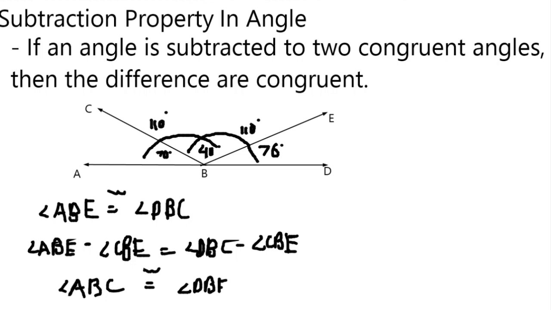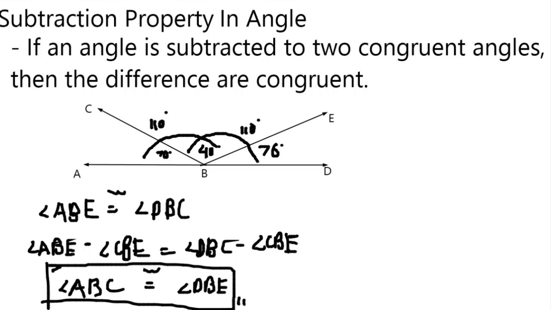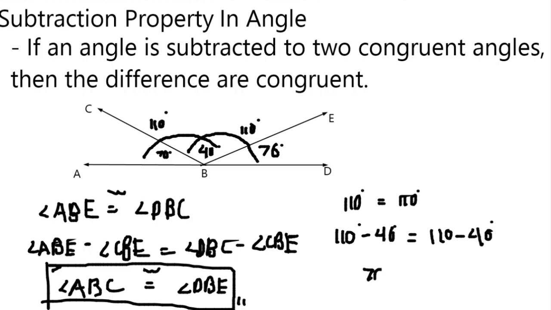So as we can see here in our example, angle ABC is 70 degrees, angle DBE is 70 degrees. See? So they are basically congruent. So putting some numbers, it's 110 degrees is equal to 110 degrees. We're going to subtract 40 degrees here. And then it will create 70 is equal to 70, which are angle ABC and angle DBE. So that is the subtraction property in angle.